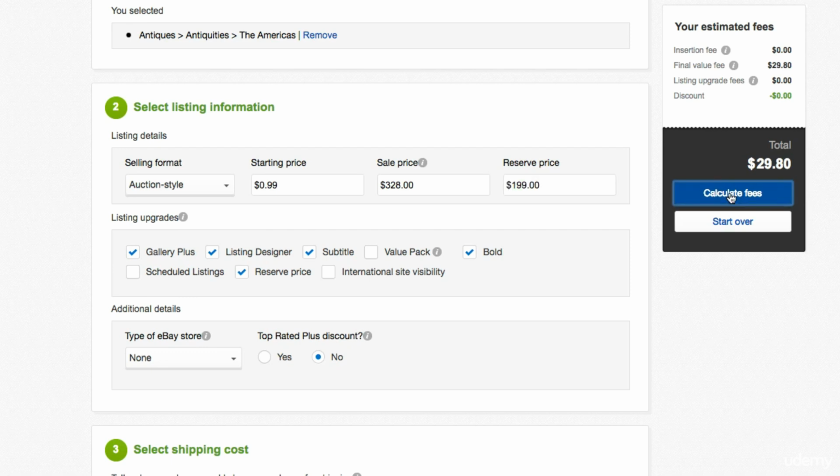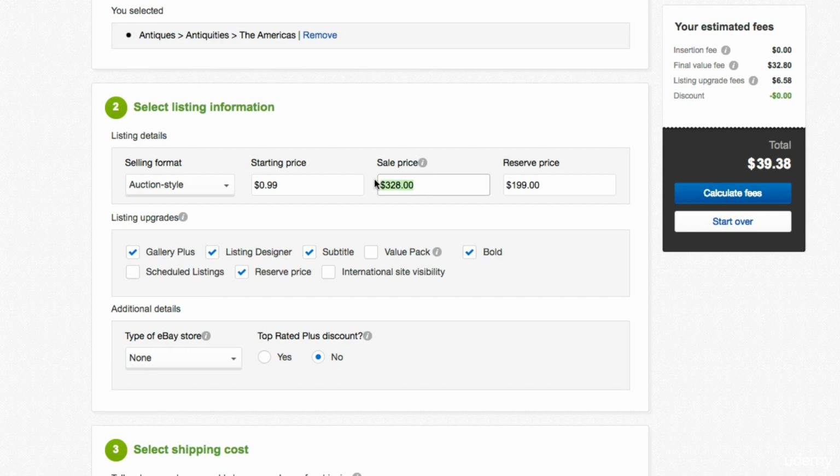You gotta calculate your fees. Let's take a look at the fees here. That's going to cost me, if I start this auction at 99 cents, the item reserve price was $199 and the sale price was $328. So it cost me $39. That's a lot of money to actually list this item.